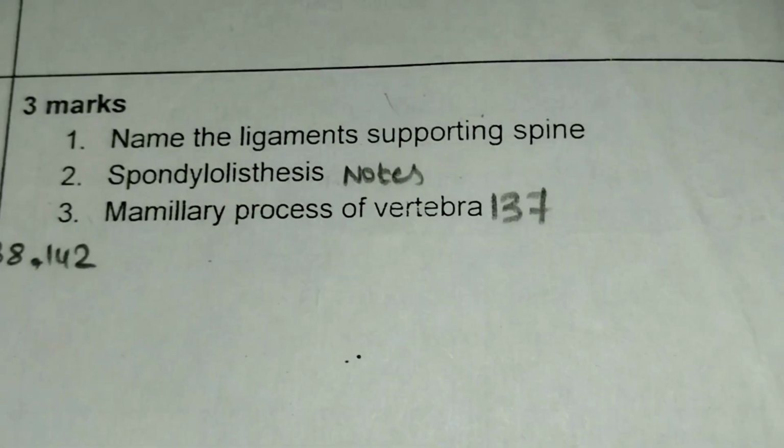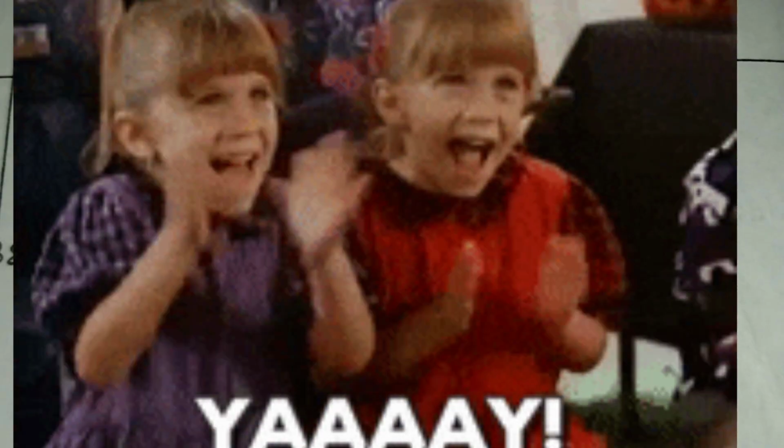Next, let's start with the 3 marks questions. In this, the first question is name the ligaments supporting spine. Second one, spondylolisthesis. Third one, mammillary process of vertebra. So yes, this was about the vertebral column chapter.